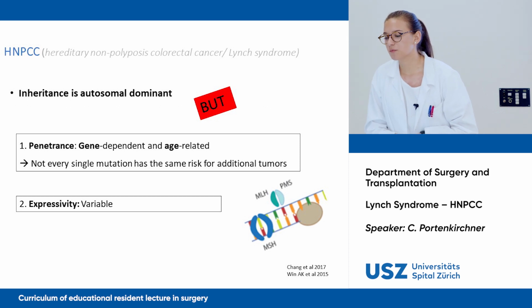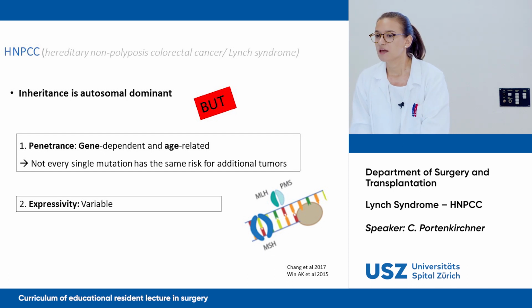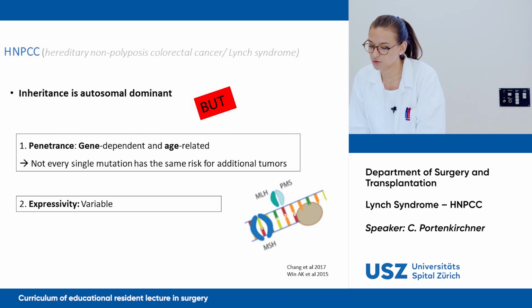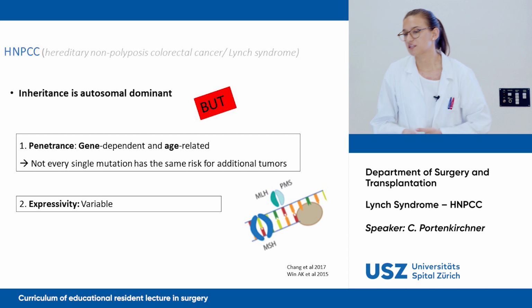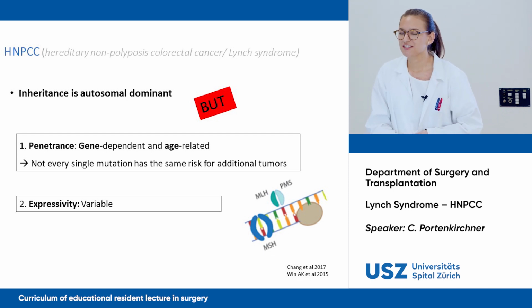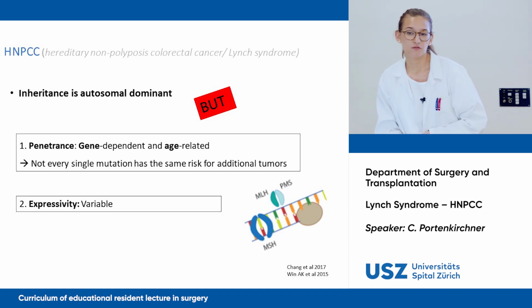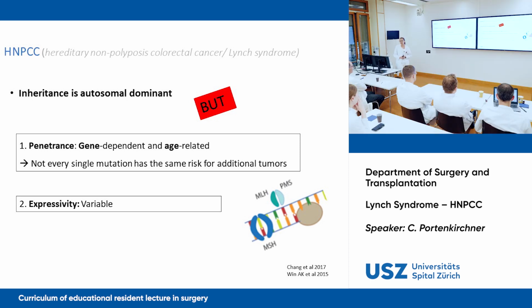So here in Lynch syndrome, it is important that we do have penetrance. As you saw on the slides before, it is important to know which gene is mutated. It's age-related, and not every single mutation has the same risk for additional tumors. And expressivity is very variable in Lynch syndrome patients. There are a few criteria and guidelines to identify patients for whom we should perform further testing.